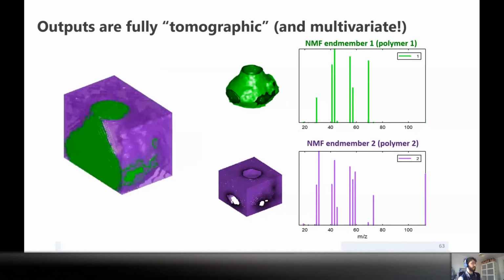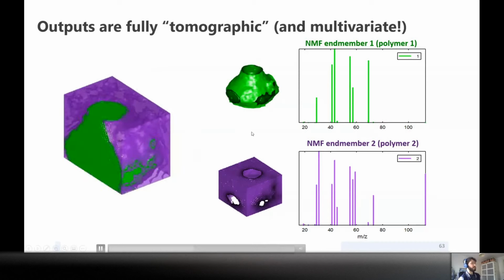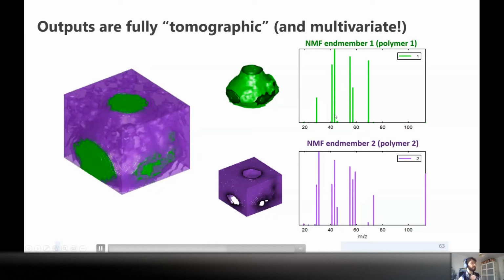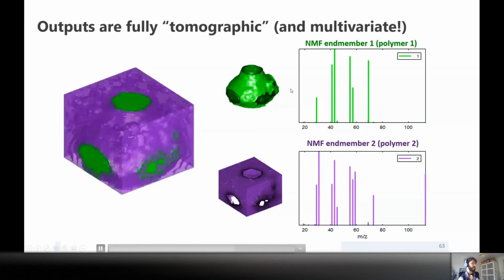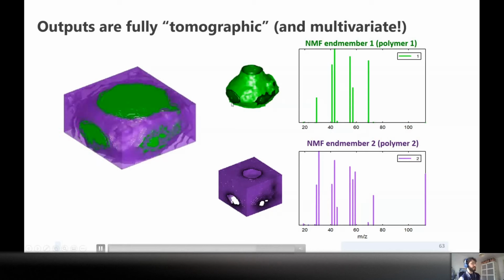And still with regards to 3D, the outputs are fully tomographic and also multivariate. So you have this full 3D distribution with all the chemical information. Like here in this slide, I have all the peaks related to these two polymers. It's the first example I showed at the beginning. But at the same time, it's a simple image, a video just showing the 3D distribution.